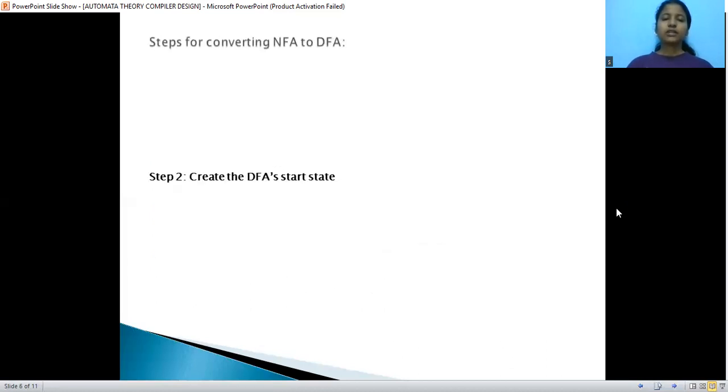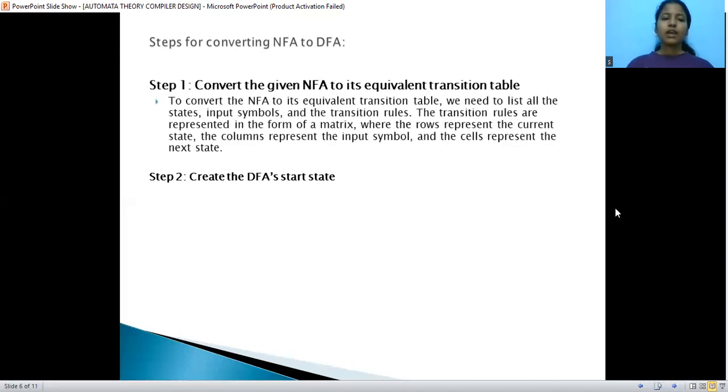Step 1, convert the NFA to DFA. To convert the NFA to its equivalent transition table, we need to list all the states, input symbols, and the transition rules. The transition rules are represented in the form of a matrix where the rows represent the current state, the columns represent the input symbols, and the cells represent the next state.